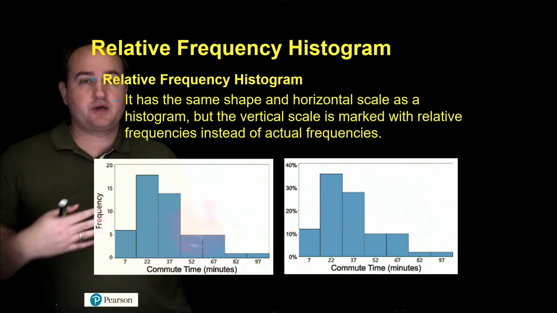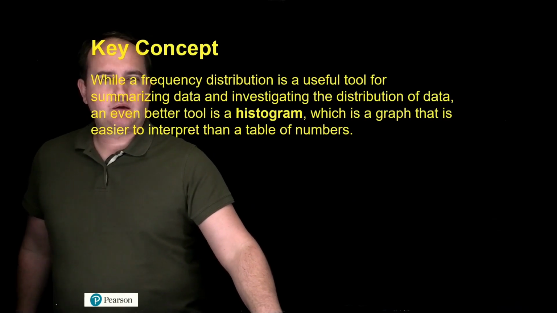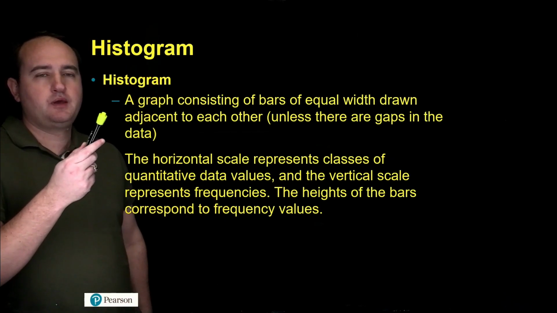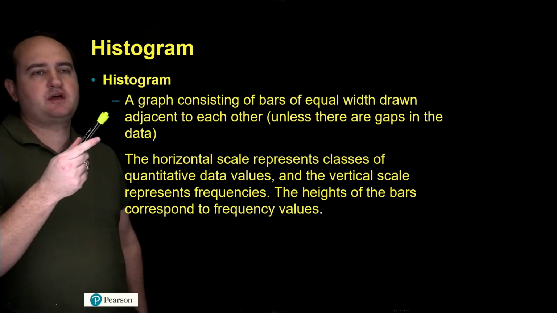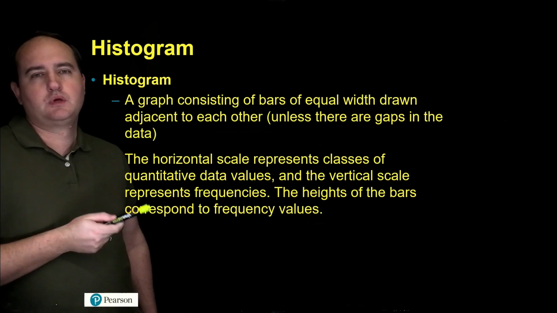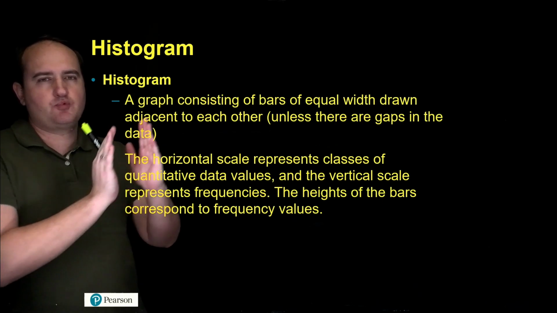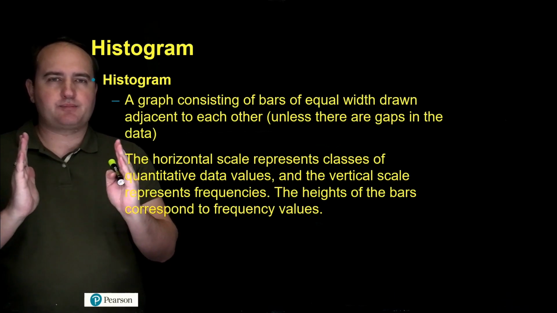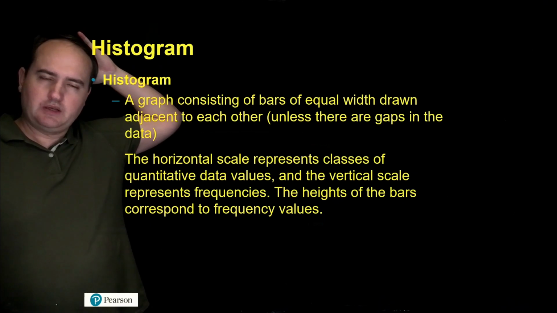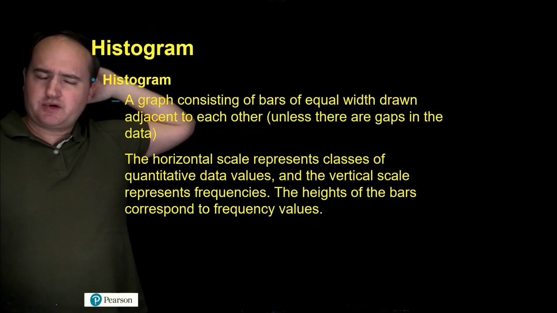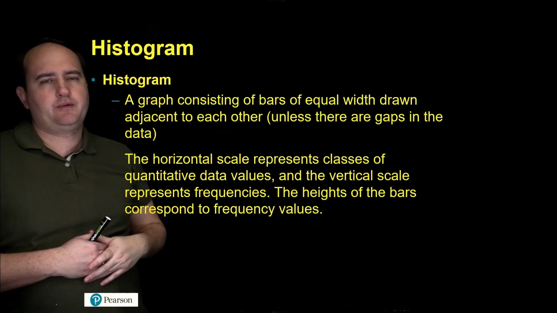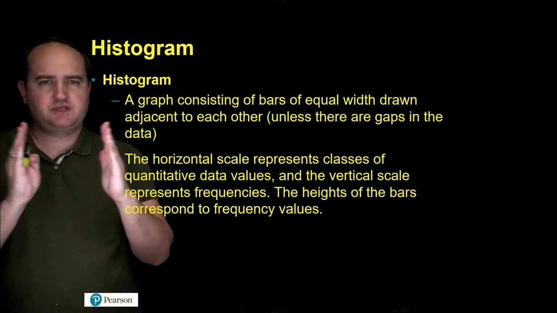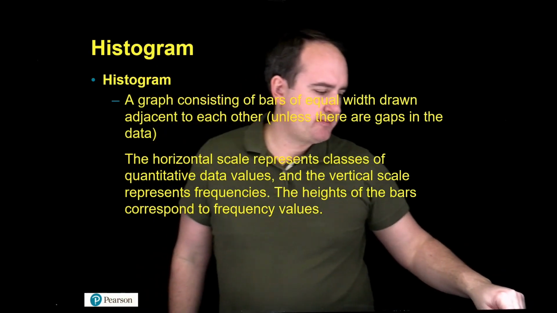So let's talk more about how we construct one. So going back, the formal definition of a histogram is a graph consisting of bars of equal width, as you noticed in the picture, probably. Each bar has the same width, and they're drawn adjacent to each other. Adjacent means there's no gaps between the bars. Okay, so really the only difference between a histogram and a regular bar graph is that there are no gaps in between the bars.